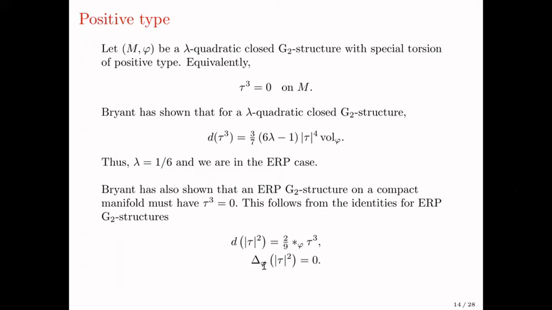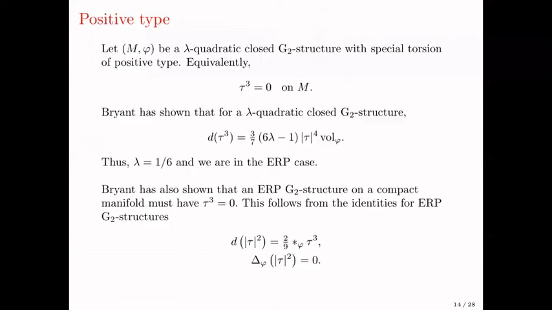The norm of tau squared is a harmonic function. So if we're on a compact manifold, the norm of tau squared better be constant, which then immediately implies that star of tau cubed equals 0, which implies that tau cubed equals 0, which implies that we have special torsion of positive type. So if you want to look for compact examples of these ERP G2 structures, you're already forced to look at positive type.